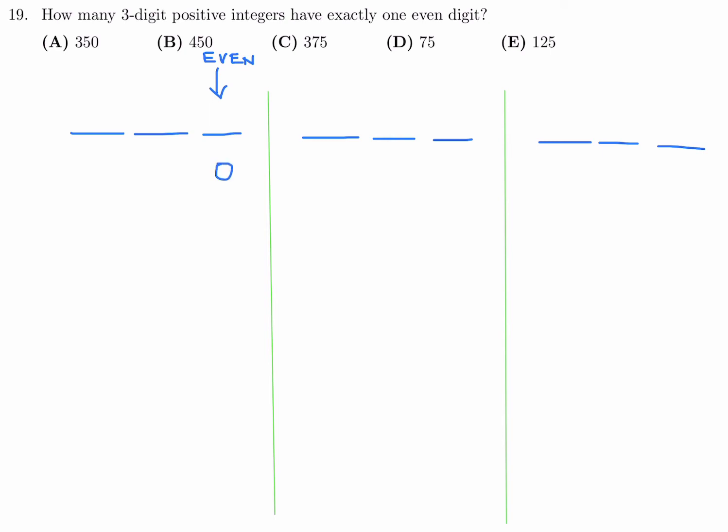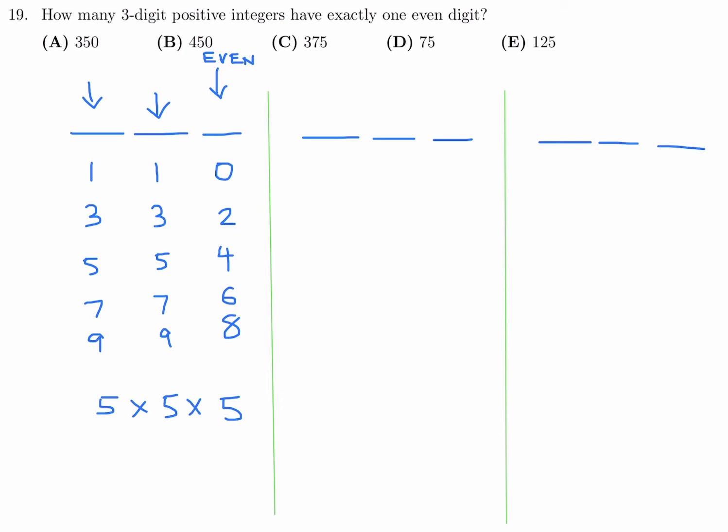Well, what are my even digits in terms of my possible choices? 0, remember 0 is even, 2, 4, 6, or 8. So that means I have 5 choices for this units digit. Now this guy cannot be even, right? Because I can only have one even digit. So that guy obviously has to be an odd number. So my choices are 1, 3, 5, 7, and 9. So I've got 5 choices. And very similarly, this one can also only be 1, 3, 5, 7, or 9. 5 choices. So I multiply these to get the total number, and that's 125.